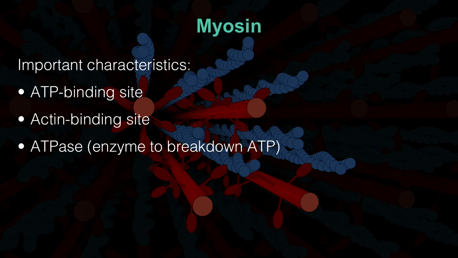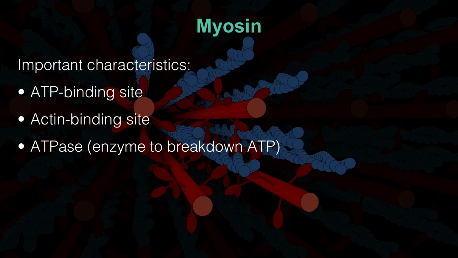It has a site that binds ATP. And I'm assuming, we haven't spent a lot of time talking about ATP, but you know that's the energy currency of the cell. That's what we use to do work. We break it down to harvest energy to do work in the cell. Myosin can do that. It binds ATP. It also does the job of breaking it down.